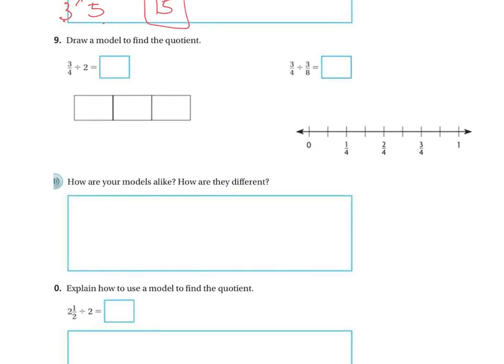Okay, next they want us to draw a model to find the quotient. So we have 3/4 divided by 2. So right here, that's my 3/4, and then if I'm dividing them by 2, so let's divide them by 2. So there's my 3/4. I'm going to divide by 2, divide by 2, divide by 2. So this is 1/4, 1/4, 1/4. Half of 1/4 is 1/8, so 2/8 equal 1/4, right? So we have 1/8, 1/8, 1/8, 1/8.